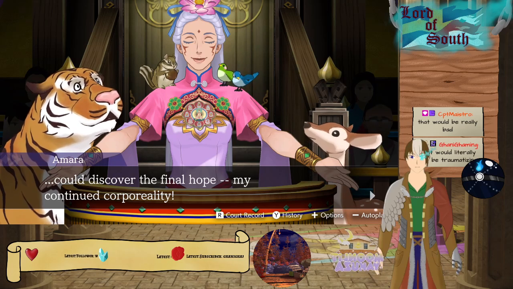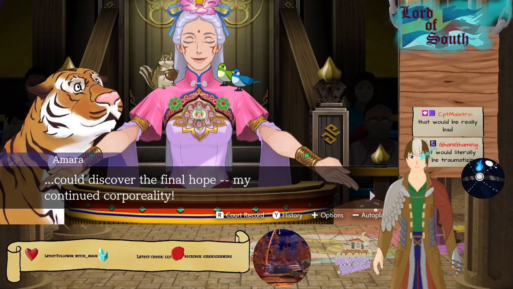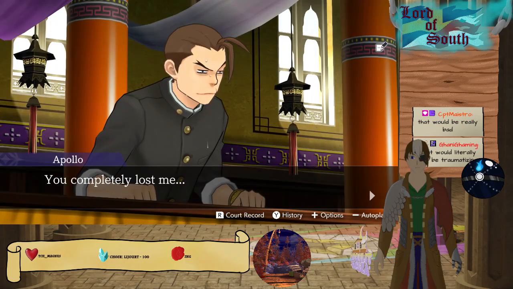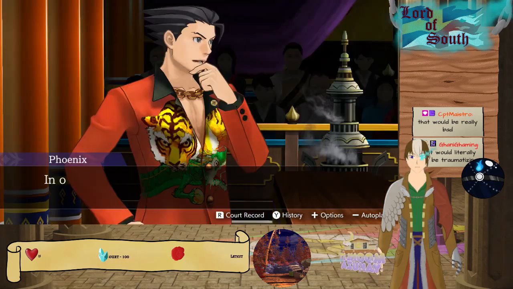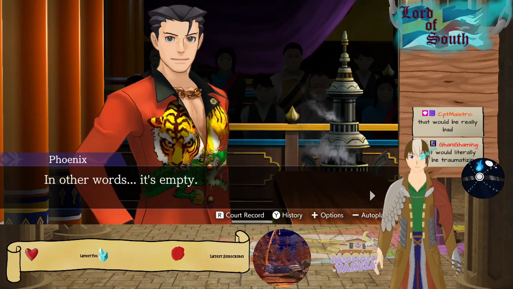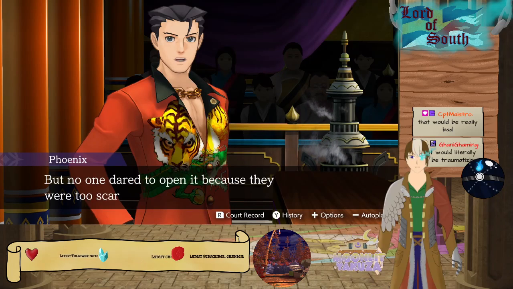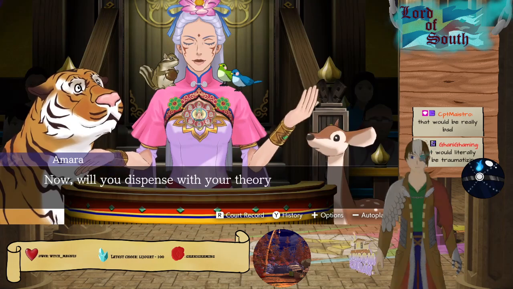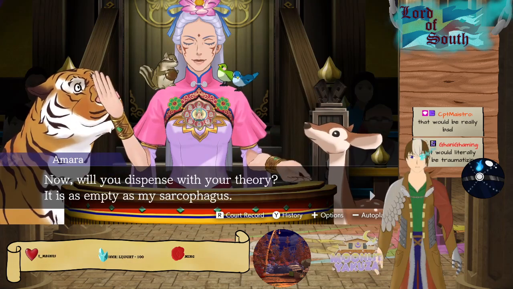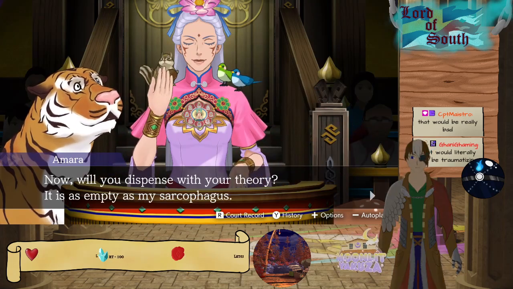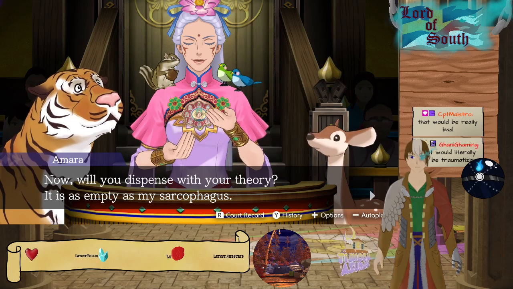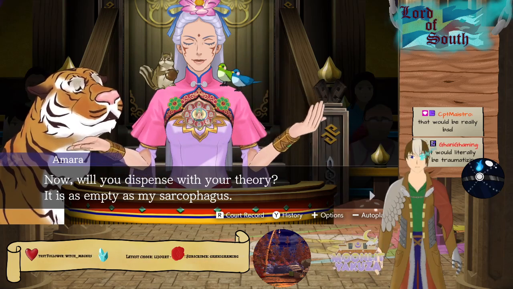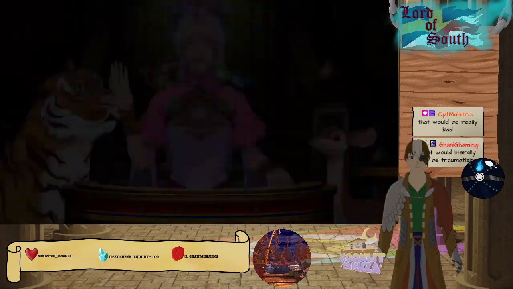I could discover the final hope, my continued corporeality. You completely lost me. In other words, it's empty. But no one dared to open it because they were too scared of the curse. Where is Jove's Justice actually buried? And now will you dispense with your theory? It is as empty as my sarcophagus.